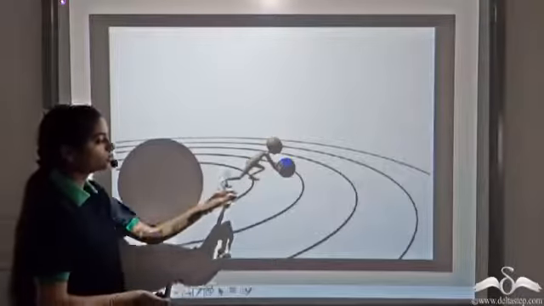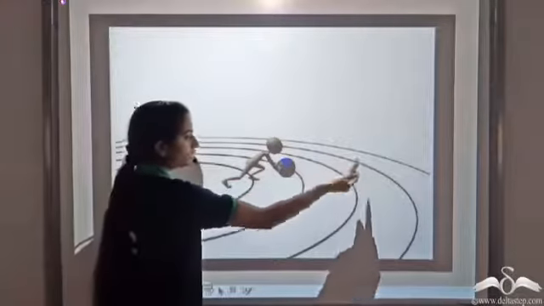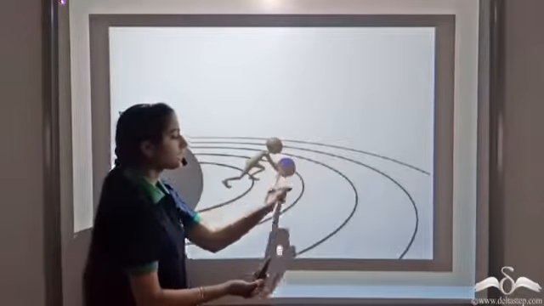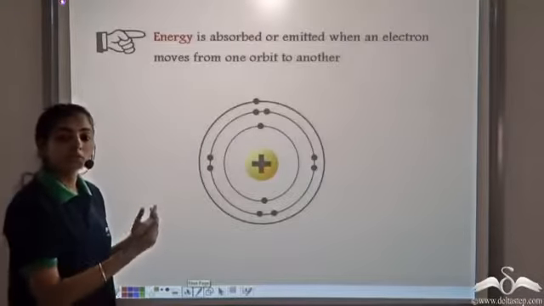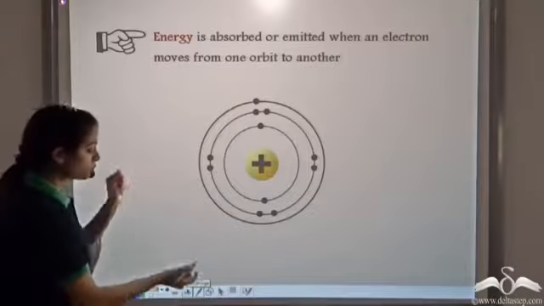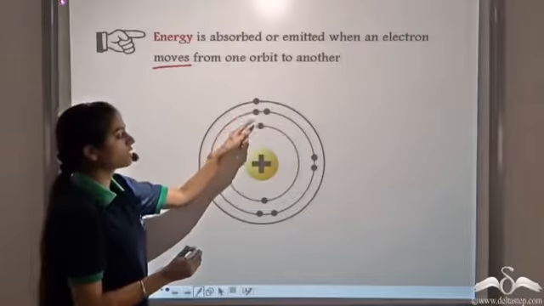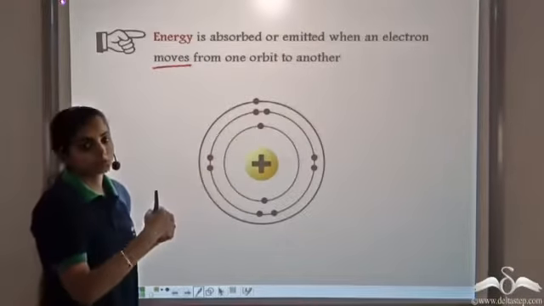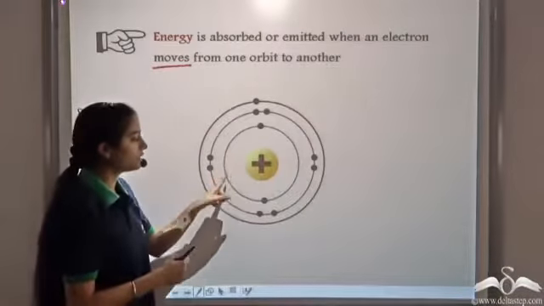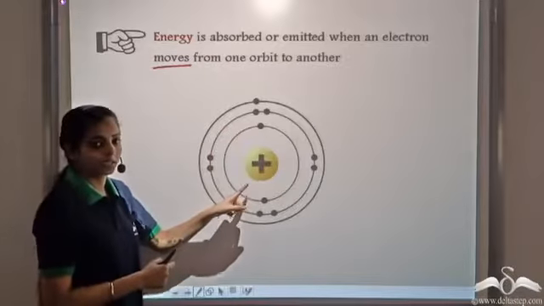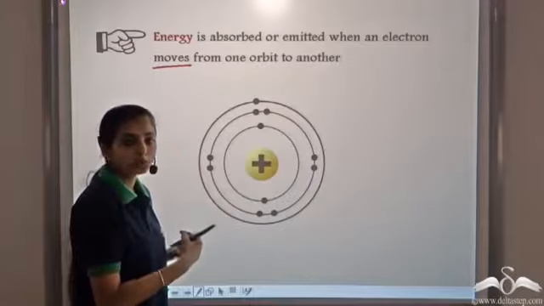So we have seen that to move an electron from an orbit which is closer to the nucleus to an outer orbit, or an orbit which is away from the nucleus, energy has to be given to the electron. So energy is always absorbed or emitted when an electron moves from one orbit to another. Only when an electron moves in between these orbits is energy absorbed or emitted. It does not radiate energy on its own. That is, when it is revolving in a particular orbit, it does not radiate energy. Only when it moves from one orbit to another does it absorb or radiate energy.